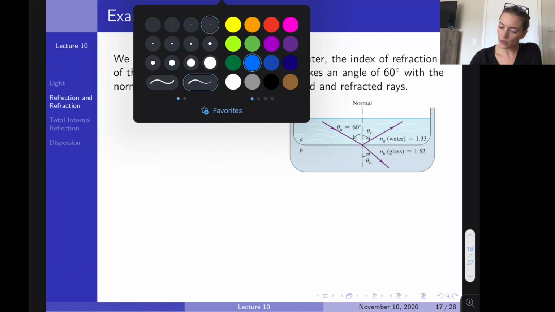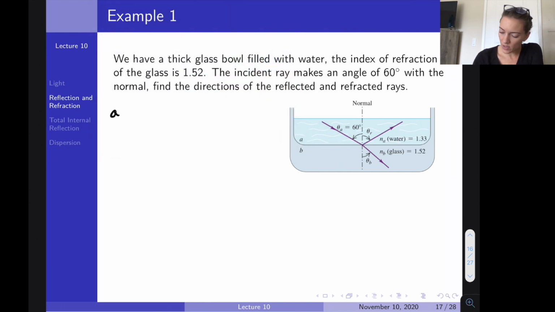Okay, so the reflected is easy, right? So the reflected ray, I'll call that theta reflected, is going to be exactly the same as the incident ray, right? So this is 60, so we know that the reflected ray is also going to be at 60. So this is just 60 degrees. So now the refracted, I'll call this theta B, and then we'll call this theta R. Okay, so theta B is our refracted angle, so we're going to use Snell's law here.